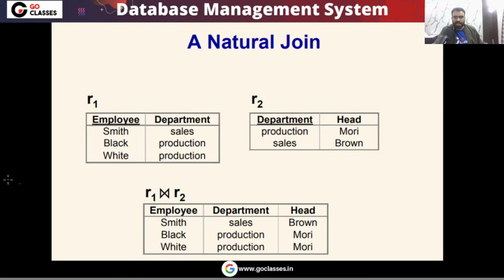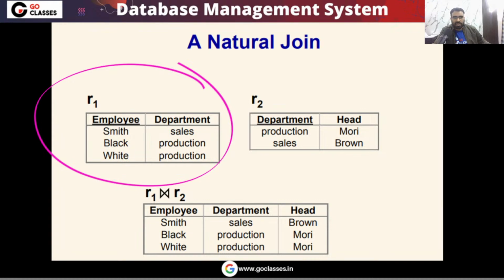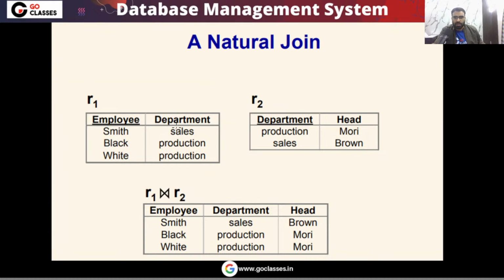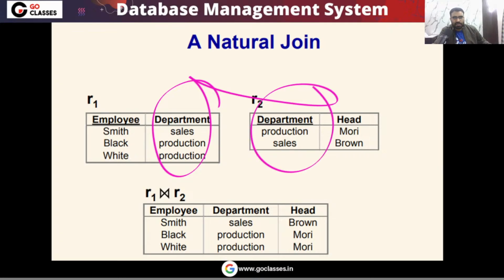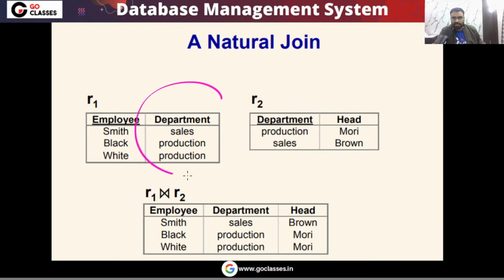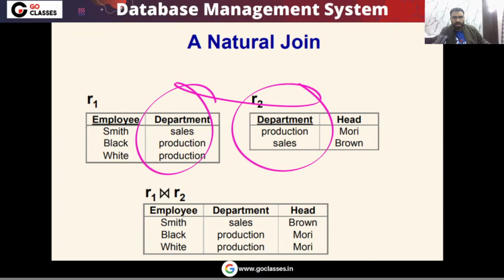Okay, so let's take an example. Consider these relations. You can see we have two relations R1, R2, two tables. Now, we want to do the natural join of these two tables. So first you find what are the common attribute names, meaning which attributes are common in these two tables. You can see that department, this attribute is common. This department attribute is in the table R1 also, and this department attribute is in the table R2 also. So I can say this is the common attribute in R1, R2.